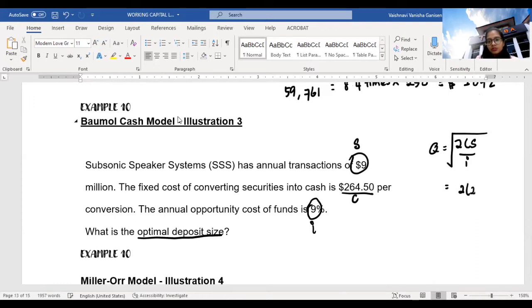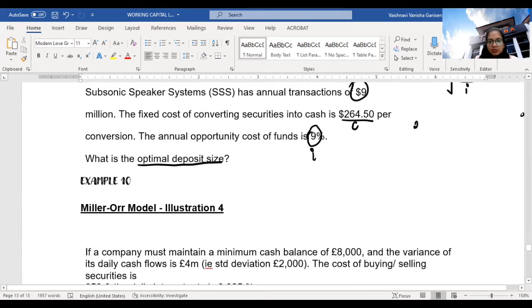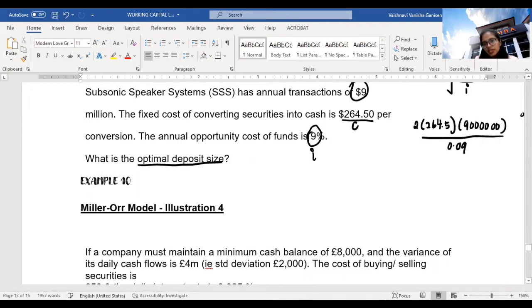2, 264.5, 9 million. I've got not enough space. Okay, wait, let me just make more space available for myself. Okay, 264.5, 0.09, square root of 2 multiply 264.5 multiply 9 million over 0.09. So the company needs 230,000 of cash each transaction.